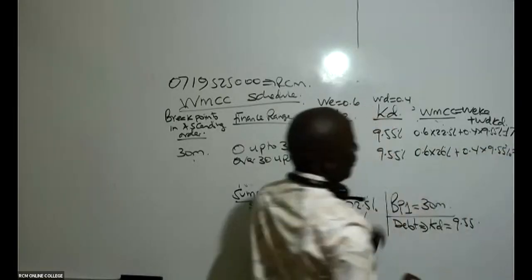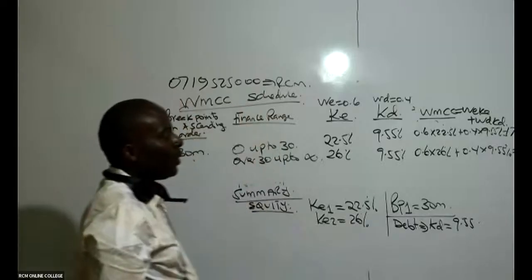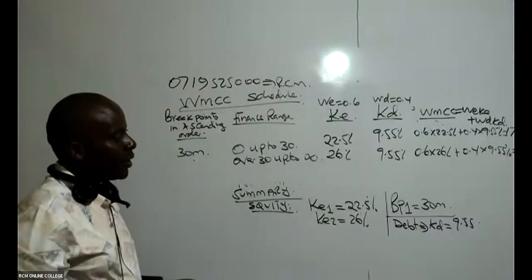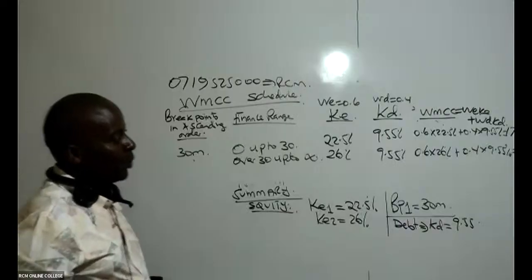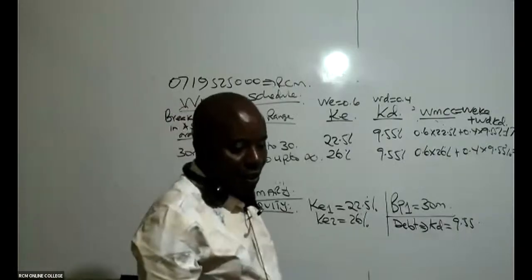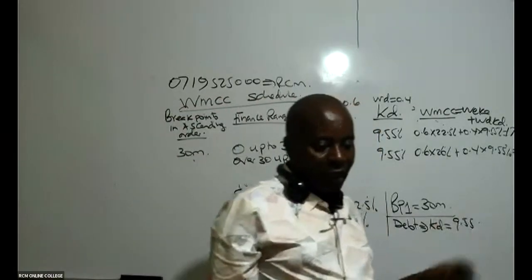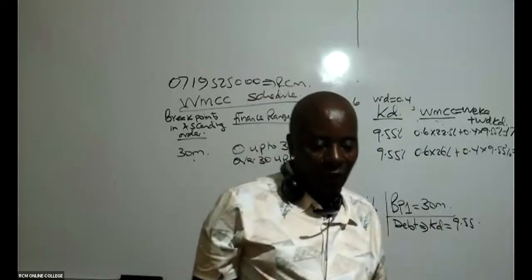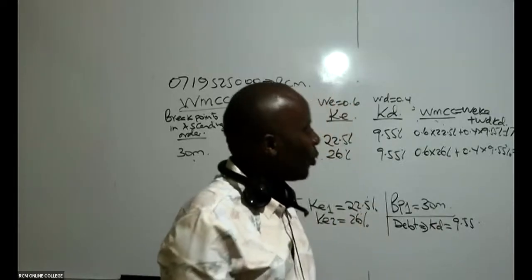Is there somebody who is able to give me this figure? 0.6 times 26% plus 0.4 times 9.55%. So this one is going to give us the final figure there. Somebody should be able to give us an answer. The final figure there will give us 19.42%.